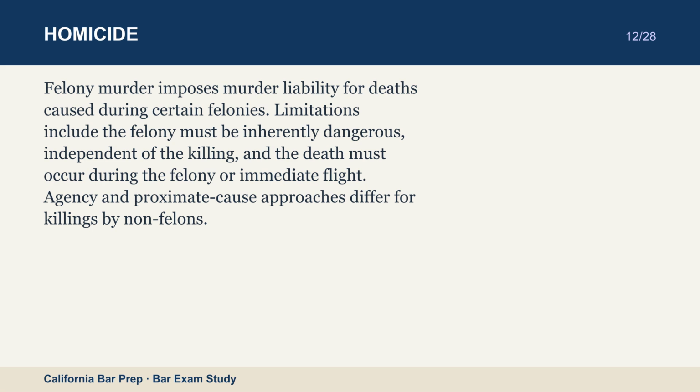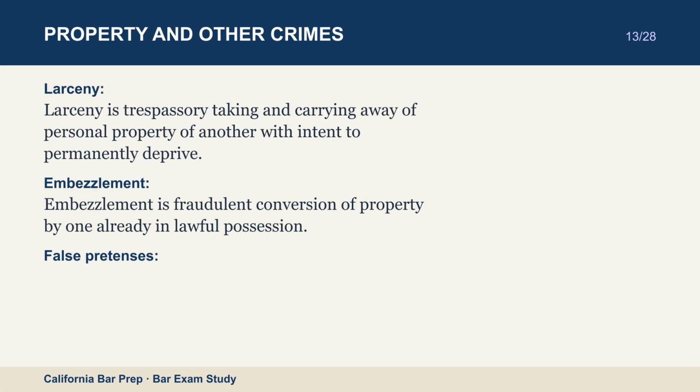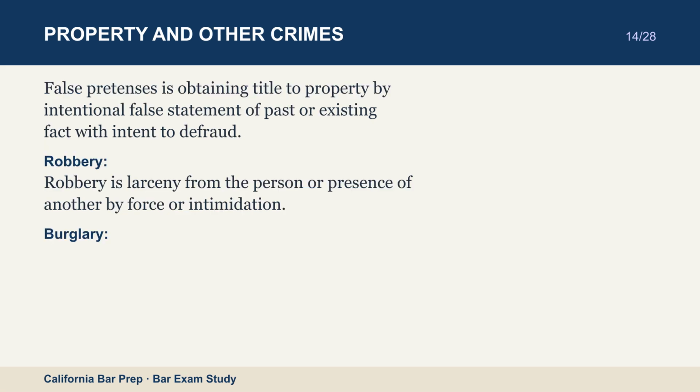Larceny. Larceny is trespassery taking and carrying away of personal property of another with intent to permanently deprive. Embezzlement. Embezzlement is fraudulent conversion of property by one already in lawful possession. False pretenses. False pretenses is obtaining title to property by intentional false statement of past or existing fact with intent to defraud. Robbery. Robbery is larceny from the person or presence of another by force or intimidation.